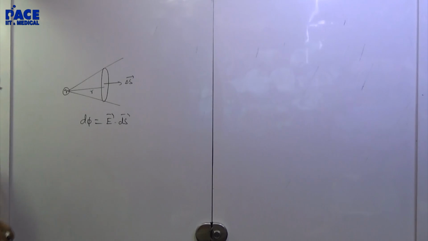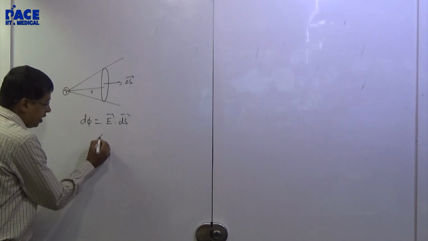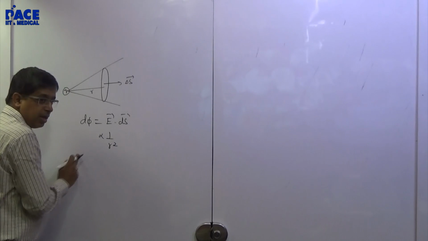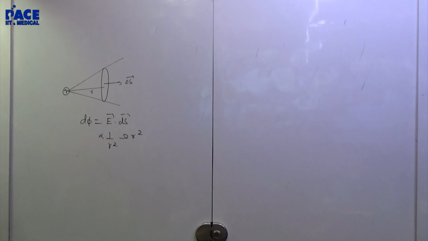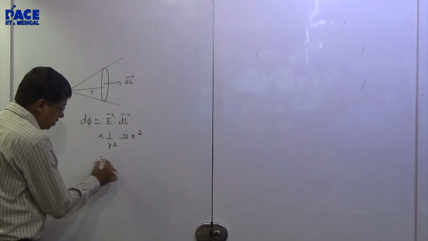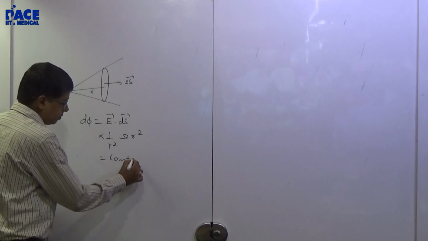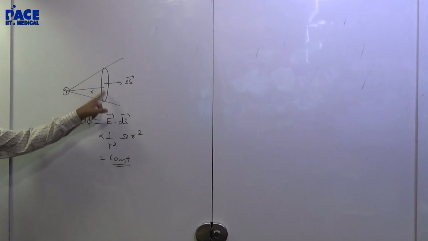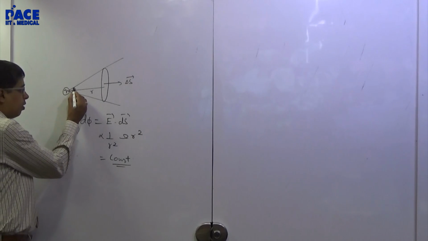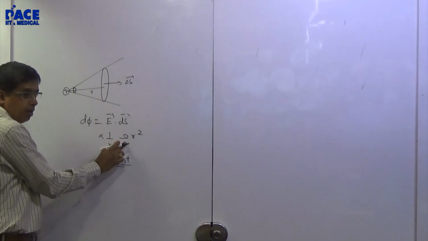According to what we have learnt till now, field will be directly proportional to 1 by r square, and area will be directly proportional to solid angle into r square. Right? That means this will remain constant. R square will get cancelled out. The flux through this surface will be constant, provided the solid angle remains the same.